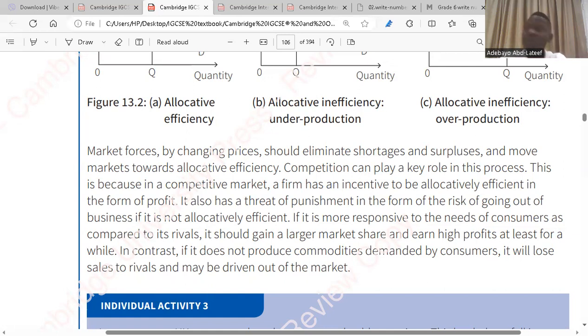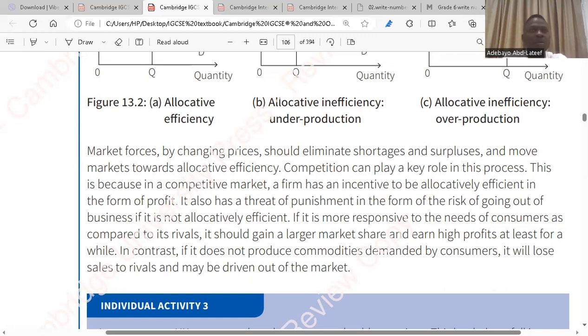As a firm, because there's a tendency for you to make profit, yes or no? So because you know you could make profit, what can you do? Try to provide goods and services that consumers need. So switch from where you are inefficient to where you are efficient, because when you are efficient, customers will buy from you. That is the point.